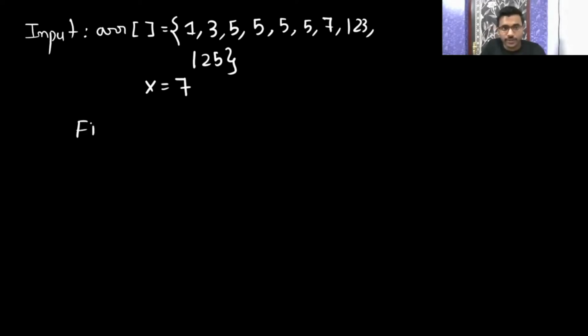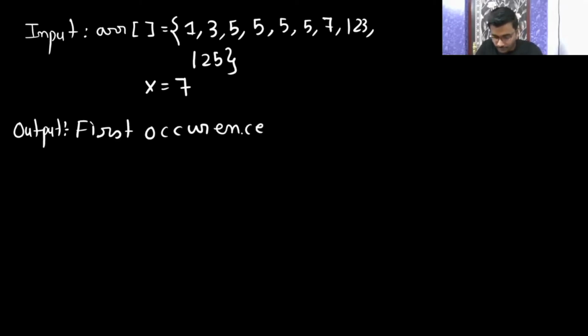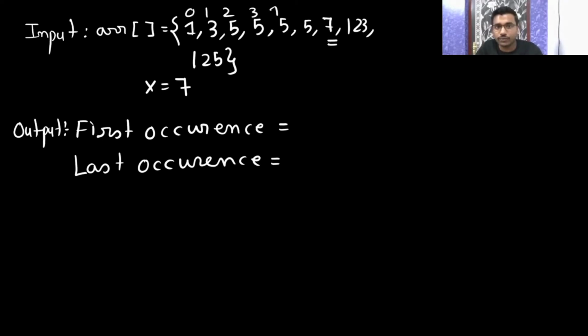Now tell me the first occurrence and last occurrence. So the output is going to be your first occurrence and last occurrence. Now see, the first occurrence of this is 0, 1, 2, 3, 4, 5, 6. Only 6. First occurrence is 6, and the last occurrence is also 6. Okay.